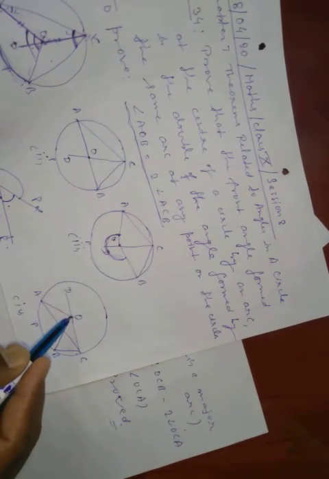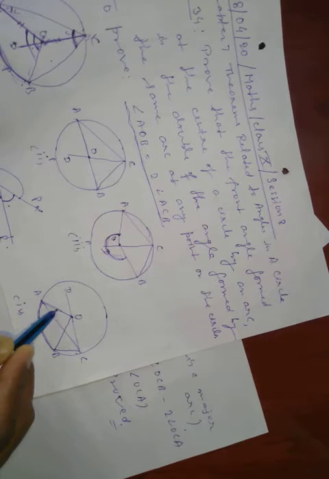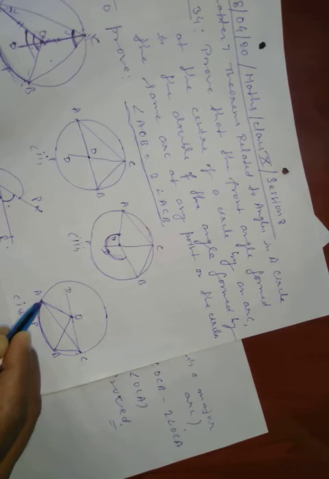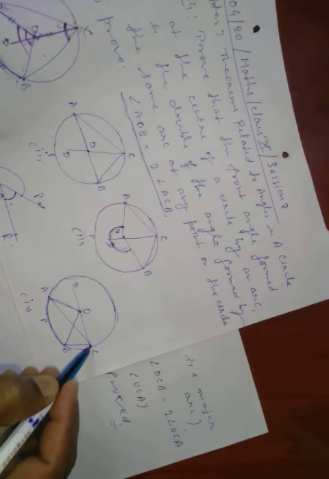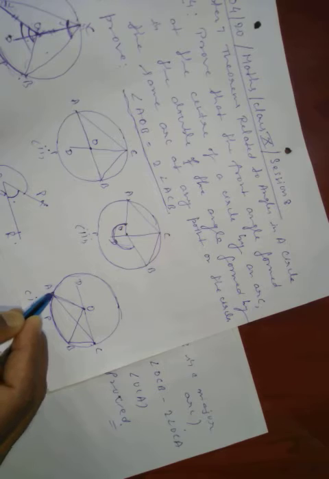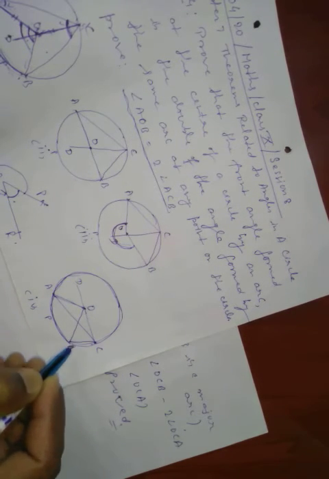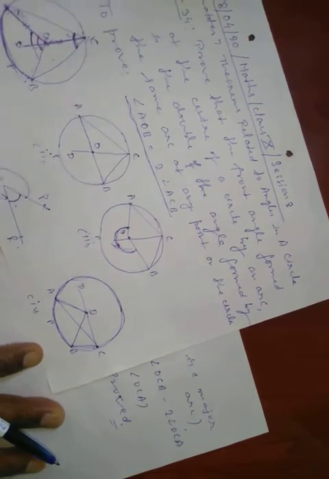here again, see that this arc APB subtends angle AOB at the center, and there is a point C. This point C can be anywhere from this point to this point. That is why it is true for every point here. If this point C moves from here to here, in each case this result will hold true.